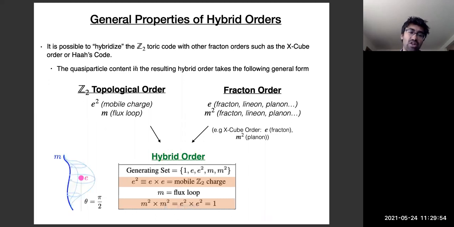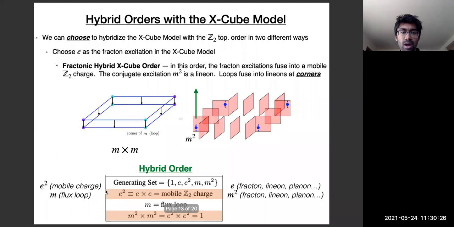In addition to this, there are non-trivial statistical phases, one of which I'll point out here, which is that the flux loop, which behaves like the flux loop in the Z2 topological phase, has a non-trivial braiding phase with the Fracton, which is inherited from this other Fracton order. So for example, anytime we hybridize the Z2 topological order with the X cube order or Haah's code, the flux loop is able to remotely detect the Fracton of the X cube or Haah's code with this statistical phase factor of i.